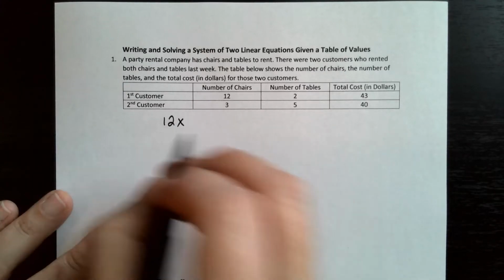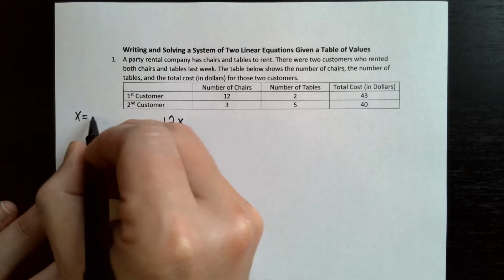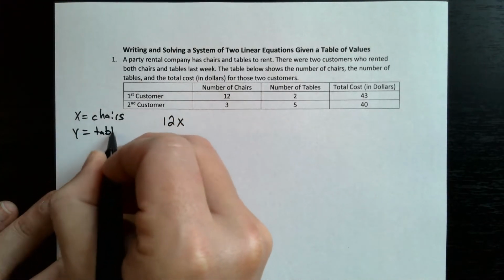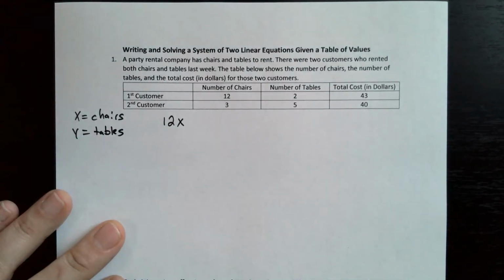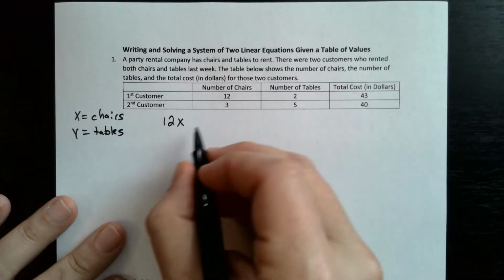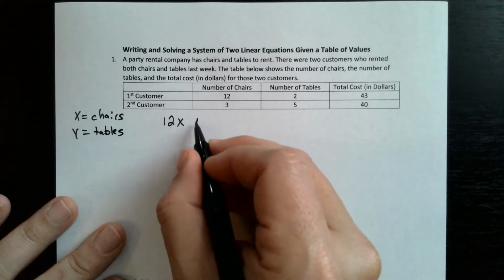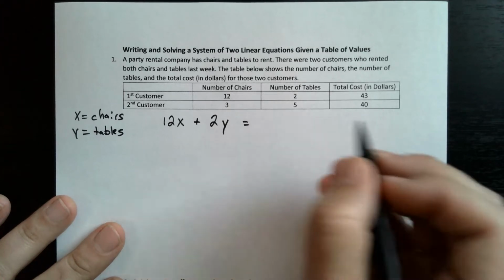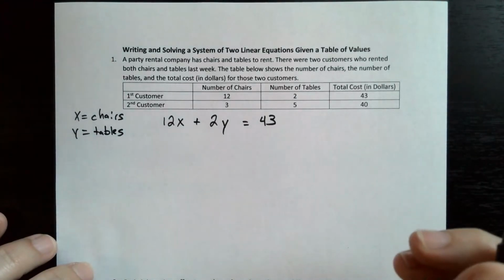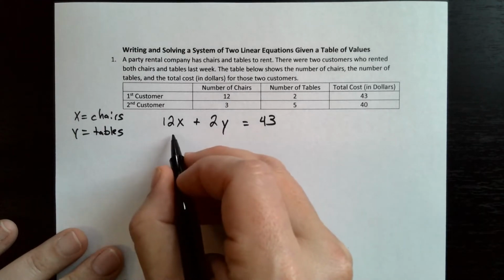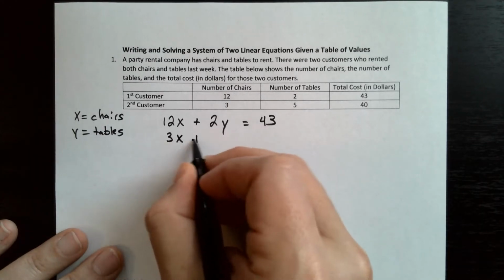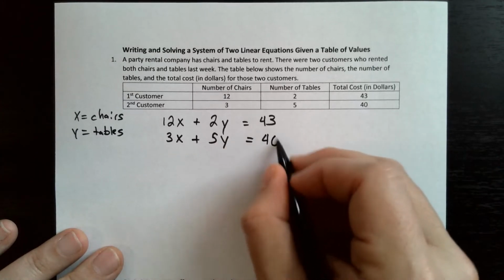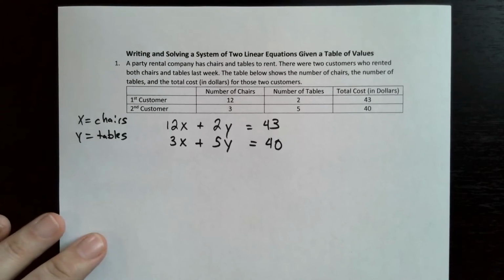12x. In fact, before I do that, let's write x is equal to chairs and y is equal to tables. You could do C and T if you want. It doesn't matter, however you feel comfortable labeling them. So 12x, so 12 chairs, plus 2 tables, 2y, is equal to 43. And then the second one would be 3 chairs, so 3x, plus 5 tables, so 5y, is equal to 40. So we need to figure out what x and y are.